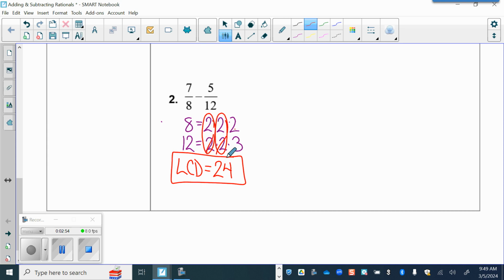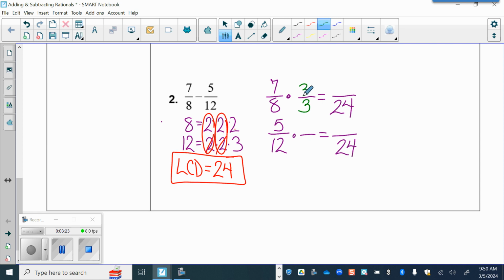That's my LCD. I want you looking at what we did with the common factors because that's going to apply to polynomials. All righty, let's do equivalent fractions. 7/8 times something will equal something over 24, and 5/12 times something will equal something over 24. 8 times 3, so 7 times 3. First equivalent fraction is 21/24. 12 times 2, so 5 times 2. Second equivalent fraction is 10/24.